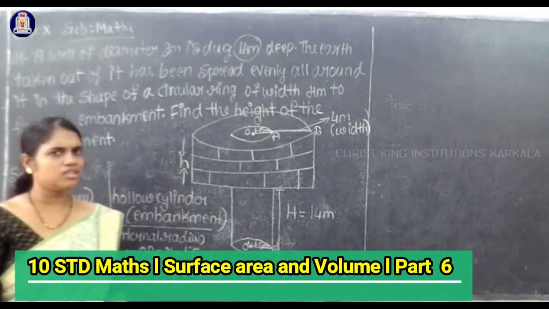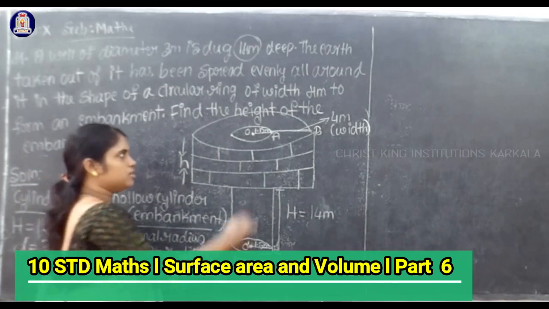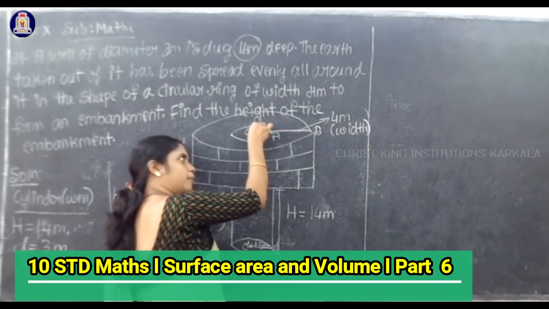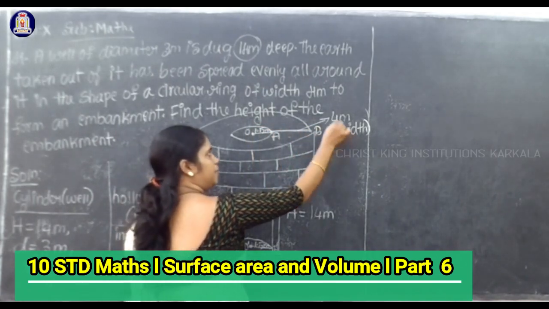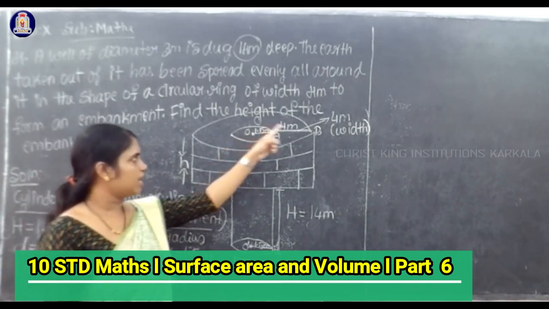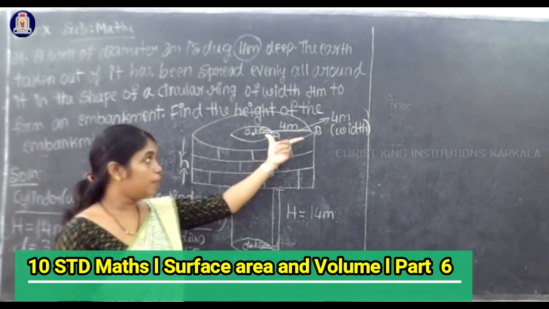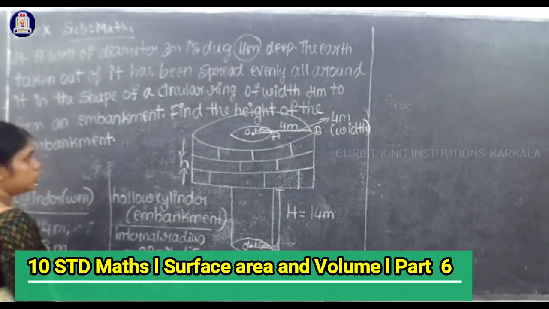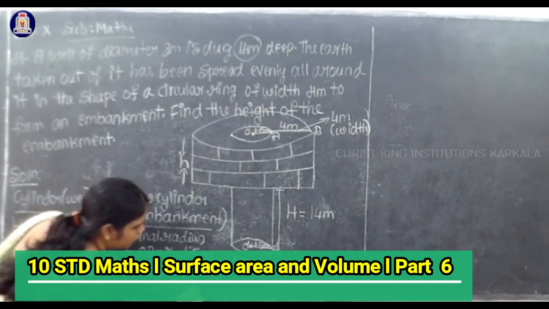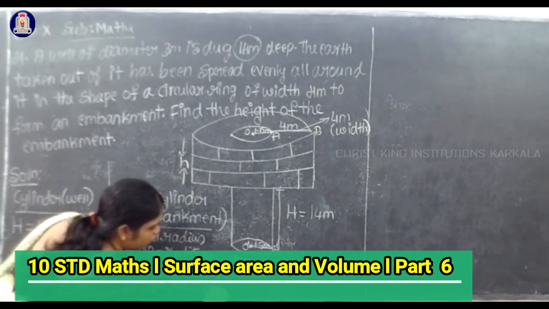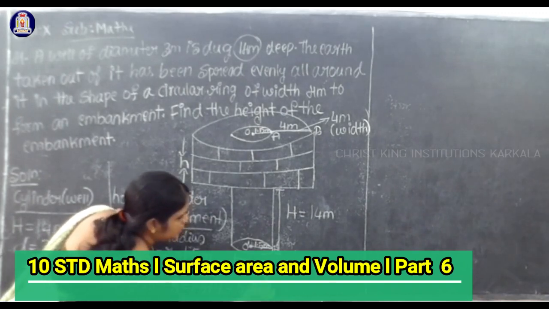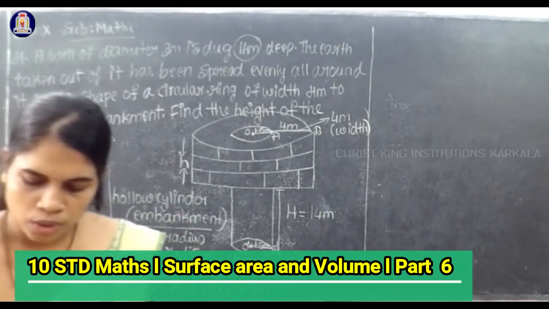Then what is the length of OB? See students, OB equals OA, OA is 1.5. What about AB? AB length is given, that is 4 meter, isn't it? So now can you calculate the OB length? OB equals 1.5 plus 4. 1.5 plus 4 equals how much? 5.5 meter.